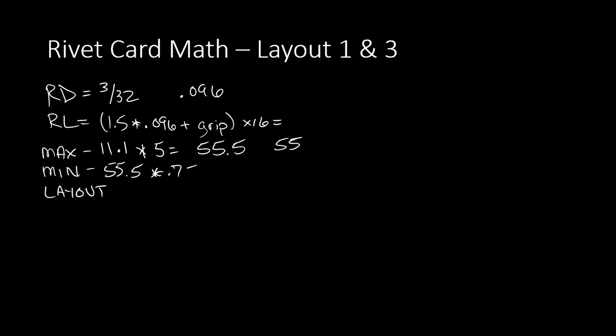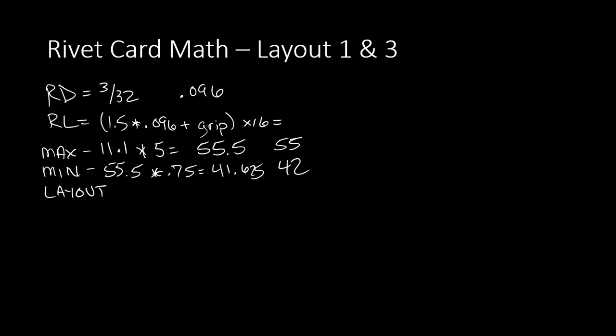And then if I take that 55.55 times 0.75, now I actually need a calculator. I get 41.625. So the smallest I could have is 42 rivets. Woohoo.